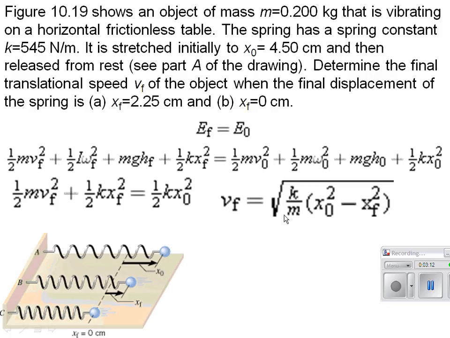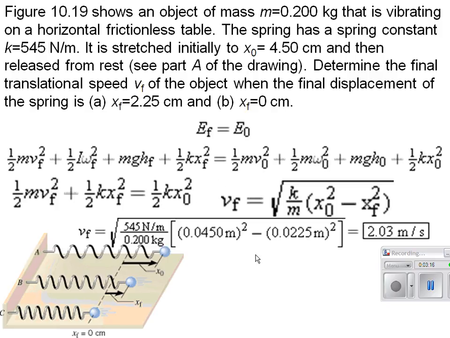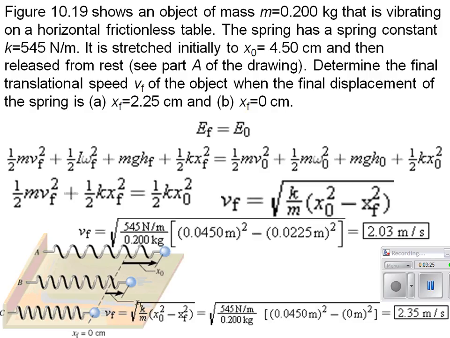So we have this equation here that lets us solve for v final. Now we just plug in our x values, and we have 0.045 meters squared minus 0.0225 meters squared. And so for part A, you get 2.03 meters per second. And in part B, you end up with 2.35 meters per second.